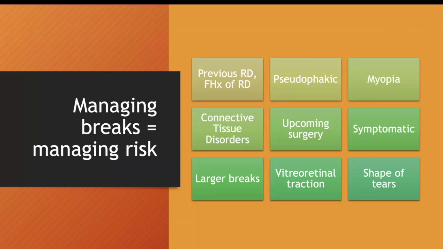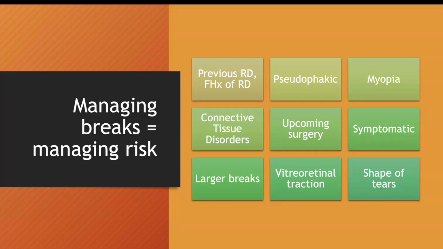You're essentially managing risk, and you're looking at the risk of the patient and deciding whether or not a break needs treatment. And when you're looking at risk, you're looking at factors that can increase the risk of a tear causing problems. So you're looking at things like, have they had a previous retinal detachment? Is there a family history of retinal detachment? Are they pseudophakic? Did they particularly have complicated cataract surgery? Are they a high myope? Do they have something like Marfan's or Ehlers-Danlos? Do they have any upcoming surgery? So are you looking at a patient who's about to have some laser, about to have a vitrectomy, about to have cataract surgery? Are they symptomatic with it? Is it a larger break? Do they have any traction around the break?